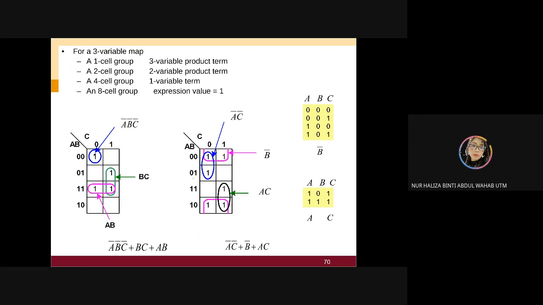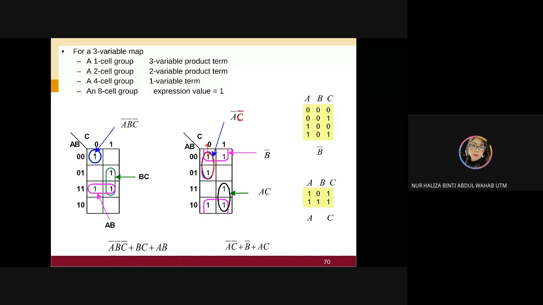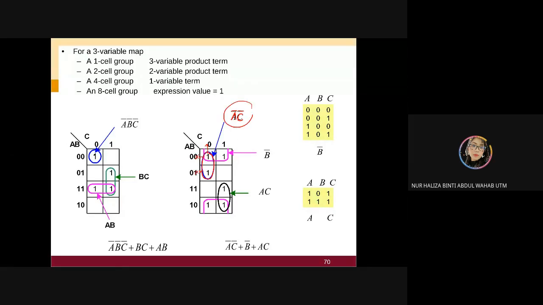Let's look into the second K-map here. You have this, and you're going to see C is fixed, which is C bar. And then you have here A bar is fixed, B is changing. That's why you have A bar C bar. And in this part, you're going to see your C is maintained. It's going to be C. Your A is fixed, is 1, and B is changing.